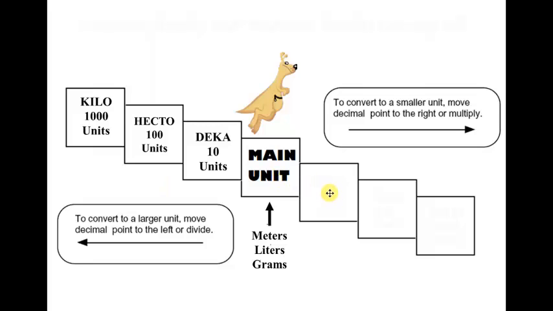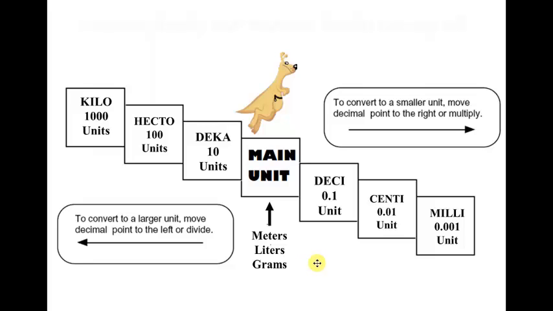Smaller than the main unit would be the deci, which is a tenth of your unit. The centi, which is 1/100th of your unit. And then the milli, which is 1/1000th of your main unit. And these are basically the range we're going to stay in.